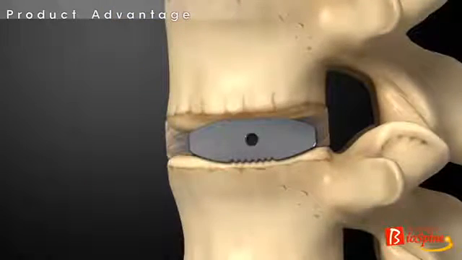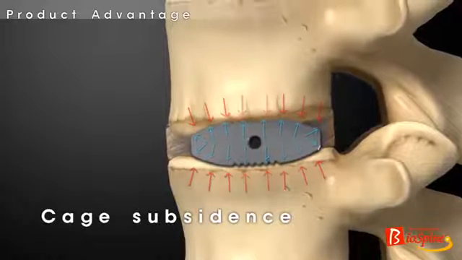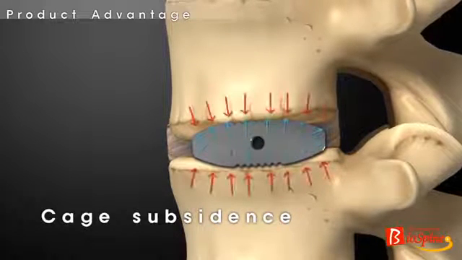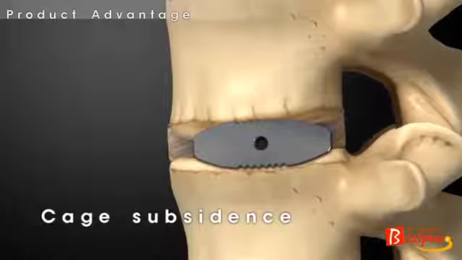As another advantage of the flexible cage system, we can prevent cage subsidence. It is one of the most important and frequent side effects of traditional cages, so that most reoperation or revision regarding cages has been mainly caused by cage subsidence.